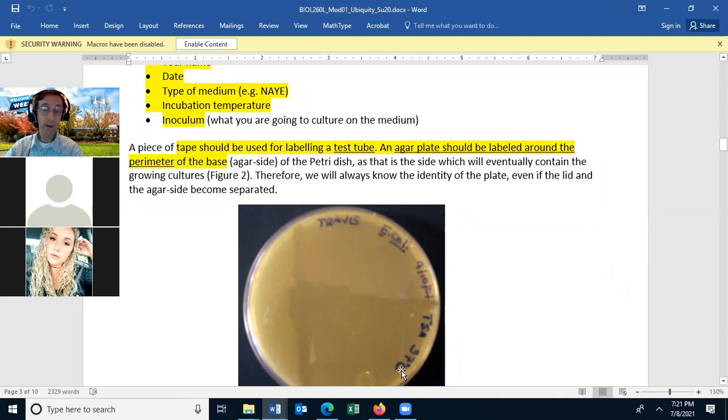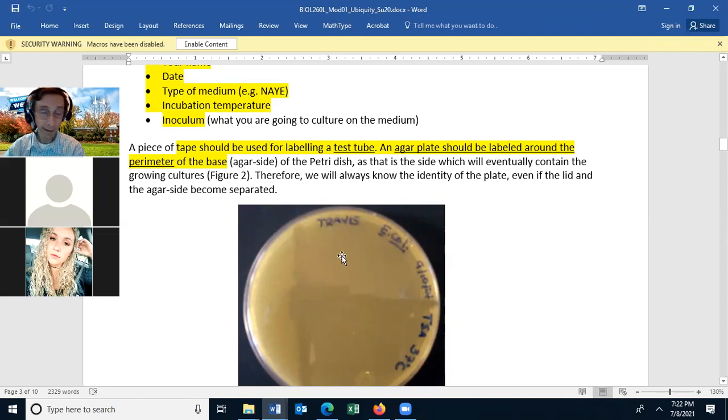When you're labeling an agar plate, you should label around the perimeter of the base of the plate, meaning the bottom of the plate. You don't want to label here because it will interfere with your seeing or observing the growth on the plate. And why you label on the bottom of the plate is that if the lid gets separated from the bottom, the cells will always be on the bottom of the plate.